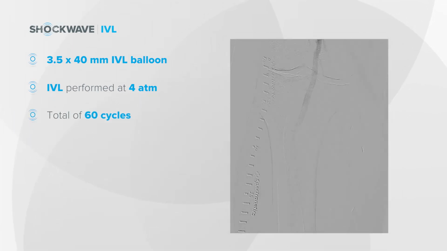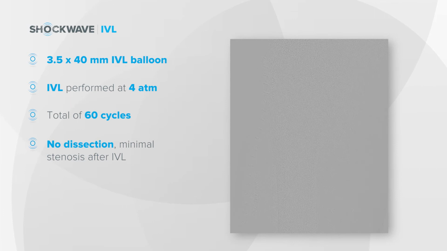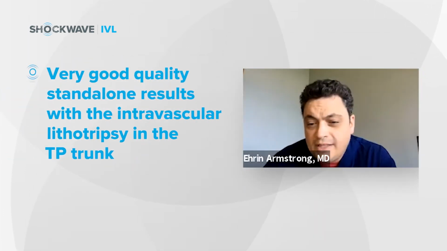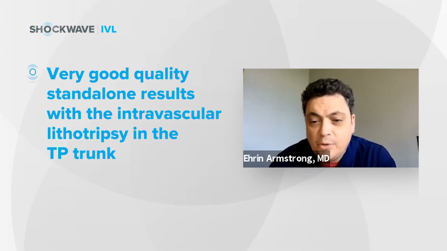And you can see here that after those 60 cycles, there was no evidence of dissection, and there was minimal stenosis actually after the intravascular lithotripsy. So this was actually a very good quality standalone result with the intravascular lithotripsy in the tibioperoneal trunk, and I did not use any other further adjunctive therapy in that vessel segment.